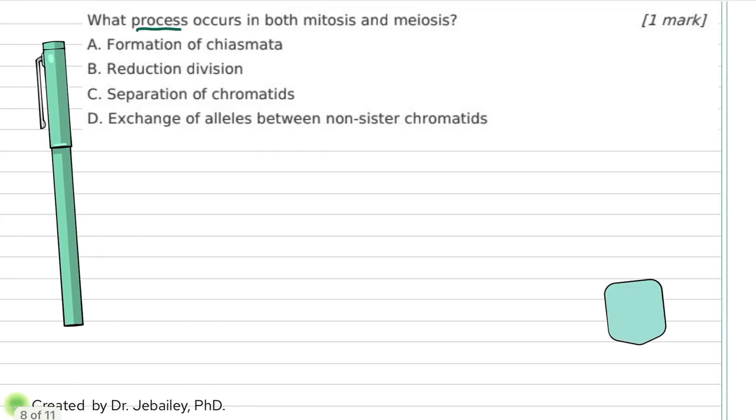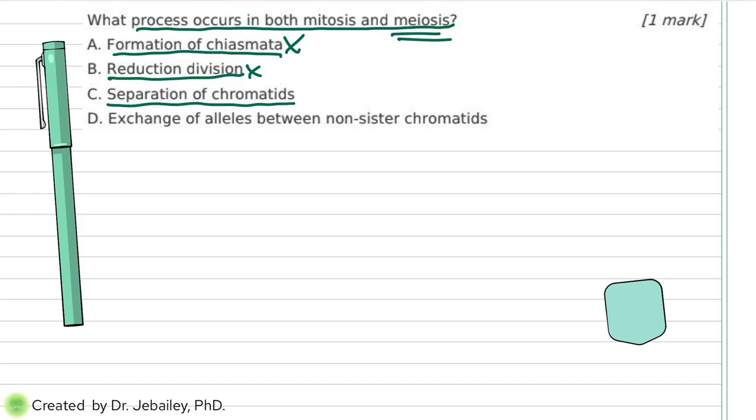Next, what process occurs during both mitosis and meiosis? The formation of chiasmata? No, chiasmata is crossover, so no. Reduction division? No, that's just meiosis because it goes down to 23. The separation of chromatids? Possible, because it happens here and it happens in meiosis too. Exchange of alleles between non-sisters? Exchange means crossover, so no. So the only option we have is C.